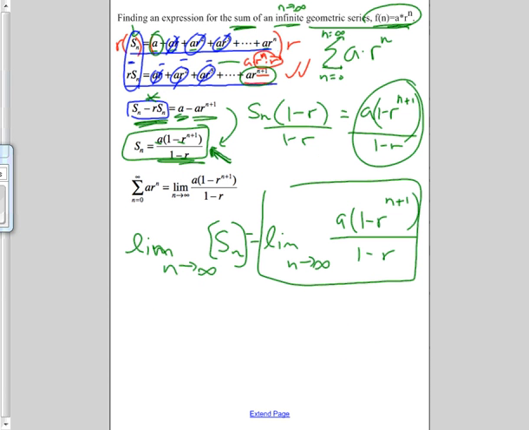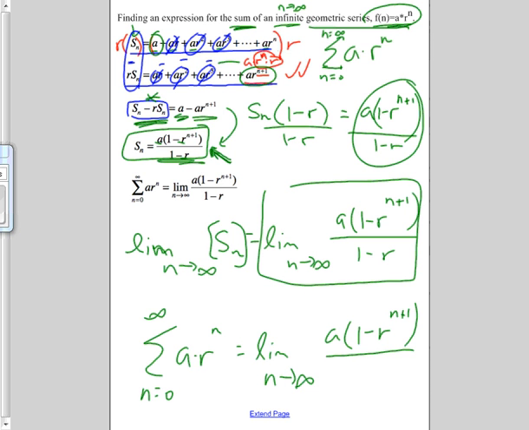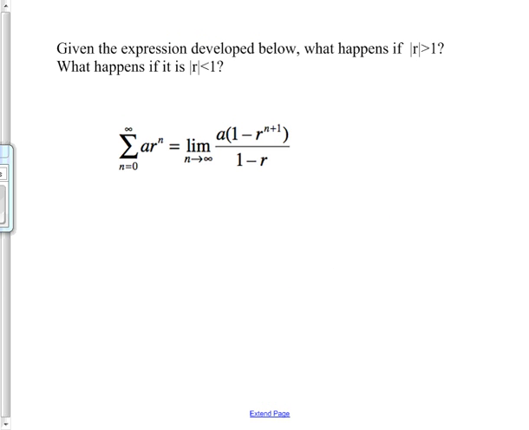So in other words, we know that the sum from n equals 0 to infinity of my geometric series, a times r to the n, equals the limit as n approaches infinity of a times 1 minus r to the n plus 1 over 1 minus r. And we're going to play around with this a lot right now and figure out, what exactly does this give us? What information does this help us see? So here's our sum of our geometric series.